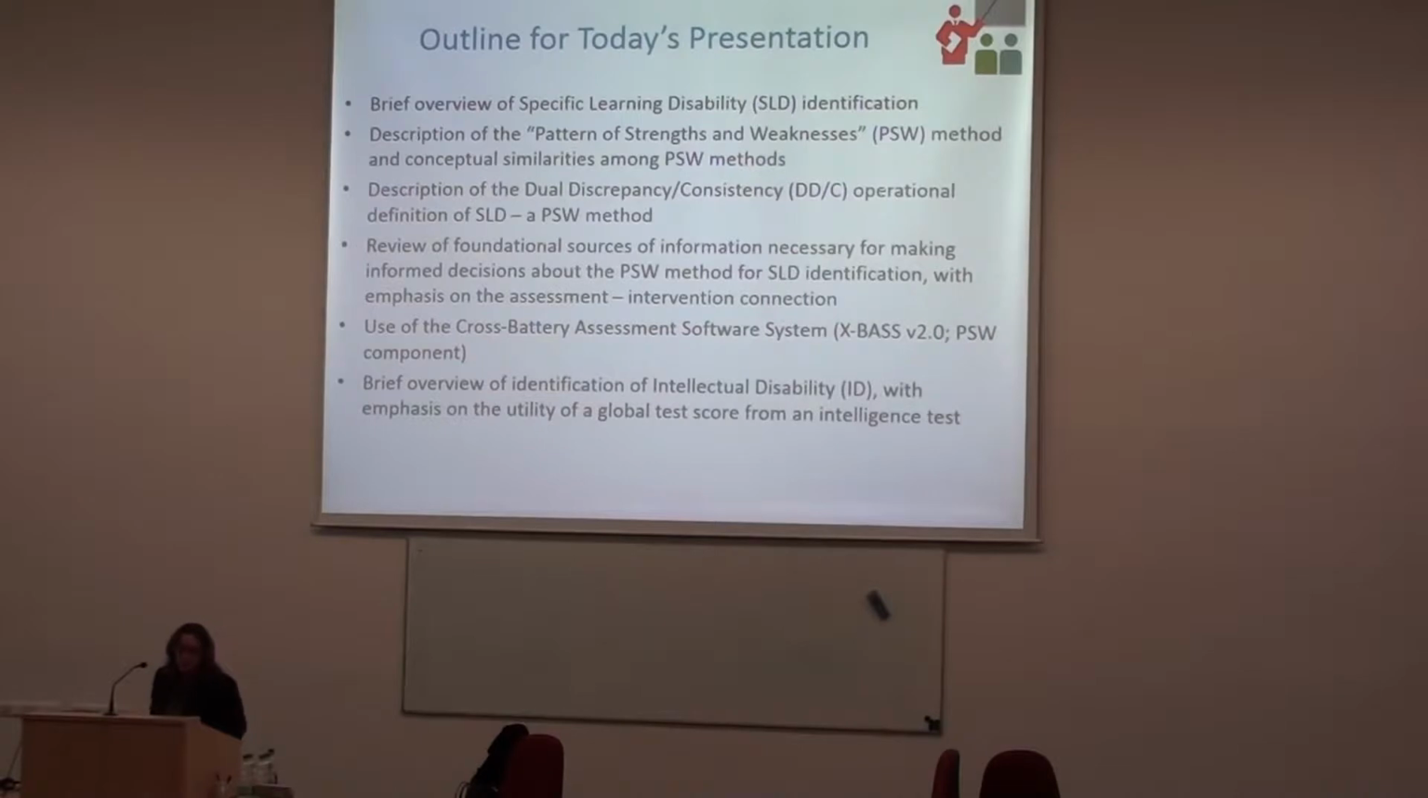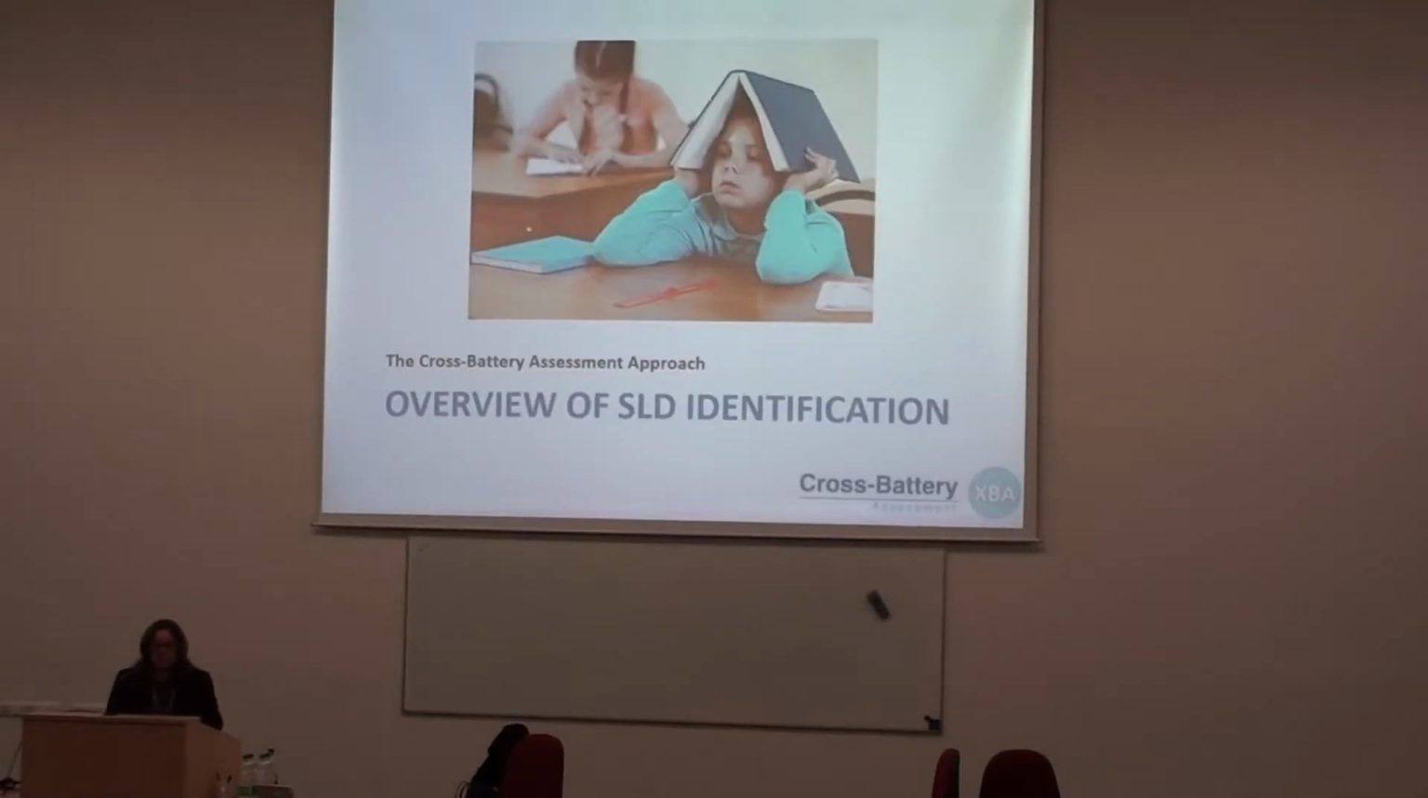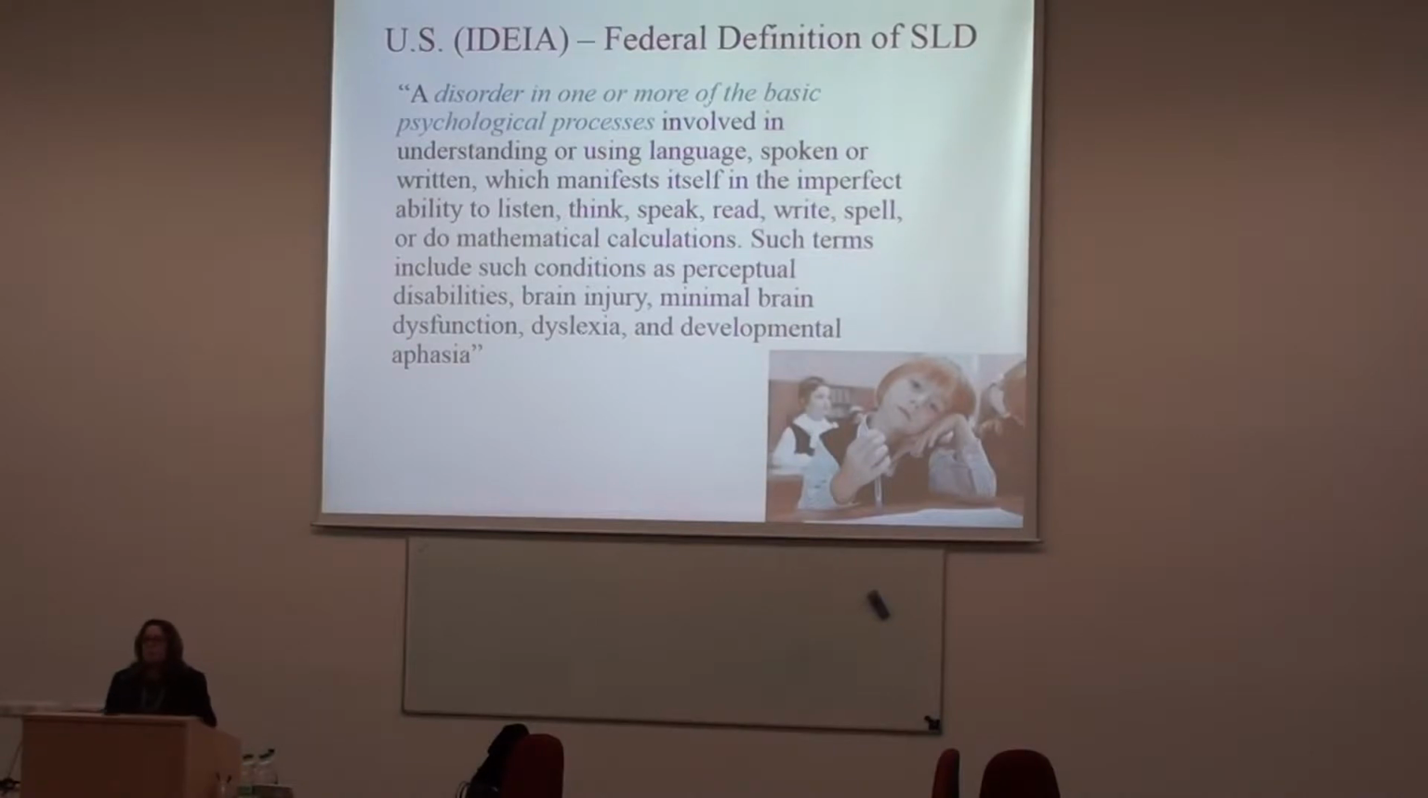And then I'll speak briefly to intellectual disability with an emphasis on the total test score from an intelligence test. So let me begin with a definition. In the United States, the federal definition is a disorder in one or more of the basic psychological processes involved in understanding or using language, spoken or written, which manifests in an imperfect ability to think, listen, speak, read, write, spell, or do mathematical calculations. And the term dyslexia is often used interchangeably with a disability in reading.